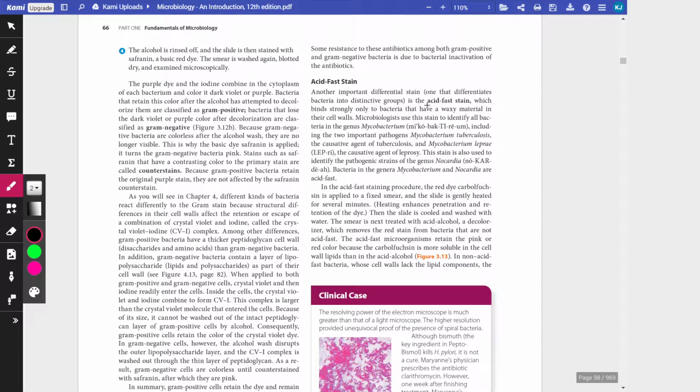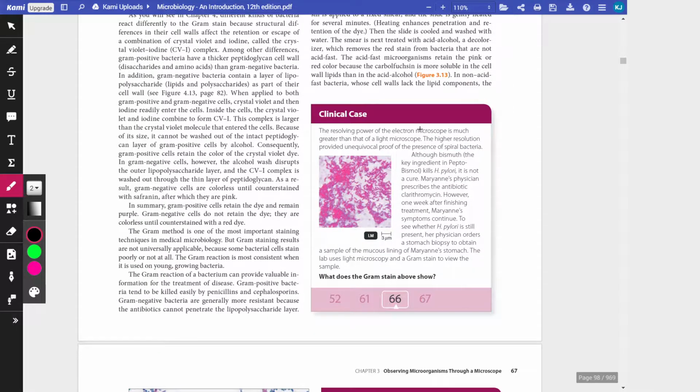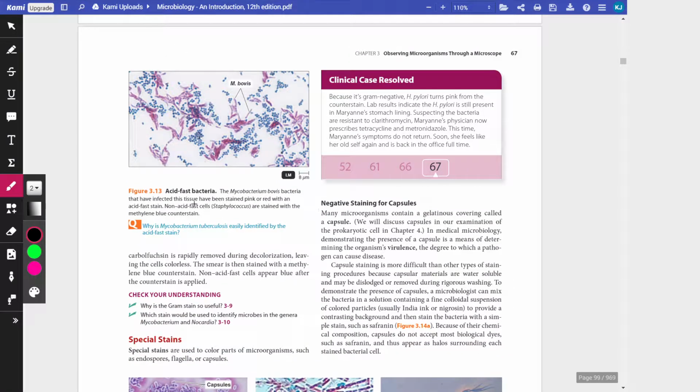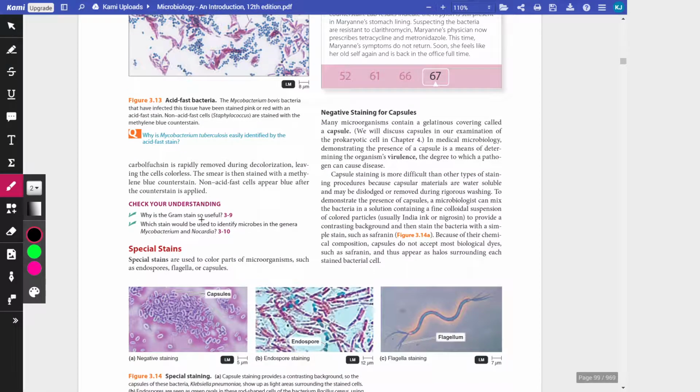Acid fast stain. Oh, this looks like a new technique, or a technique that was new. It stains strongly only in bacteria that have a waxy material in their cell wall, so it lets you see bacteria better. Here's the continuing of our clinical case number 66, and the resolution to our clinical case also. So it looks like this reading isn't too long. I mean, if we're skimming through it in 15 minutes, I'm sure this will give you guys some confidence to skim through yours. Acid fast bacteria, you can see them.